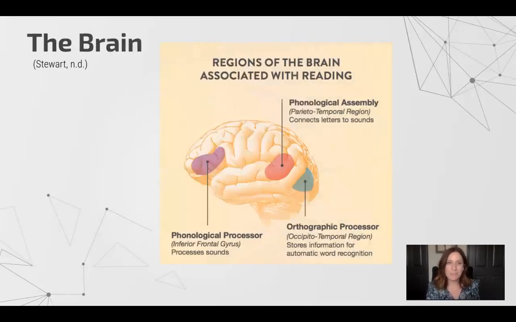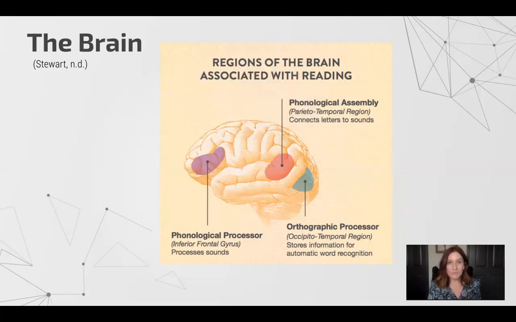First, let's take a look at the brain. This is a model with the regions associated in the brain with reading. It's important for us to note that you are not born knowing how to read, like many of us are born having the ability to speak. We actually have to build connections in our brain in order to be able to read.